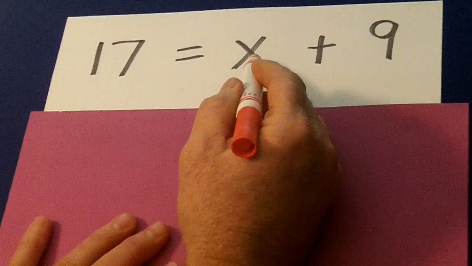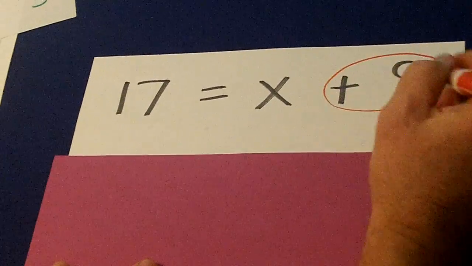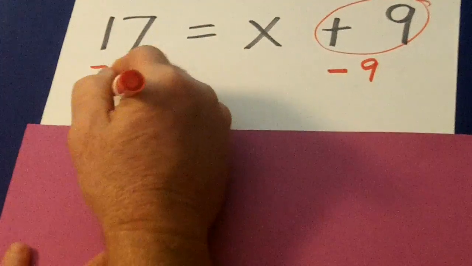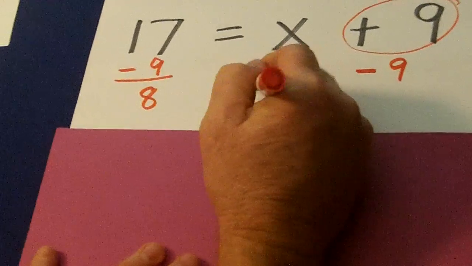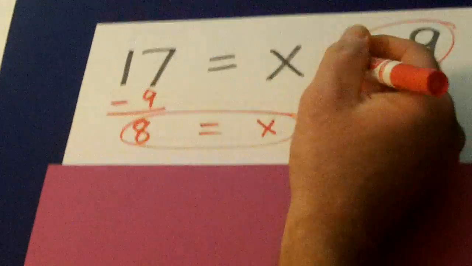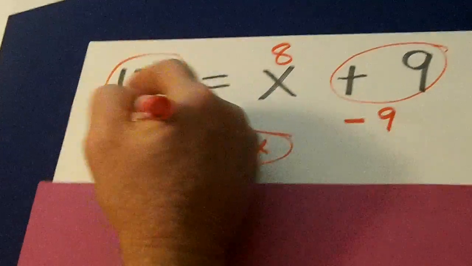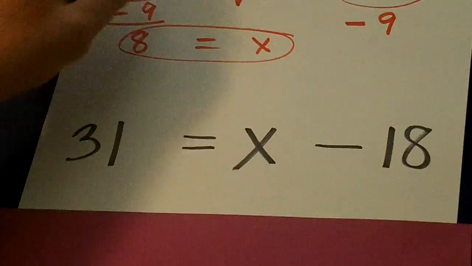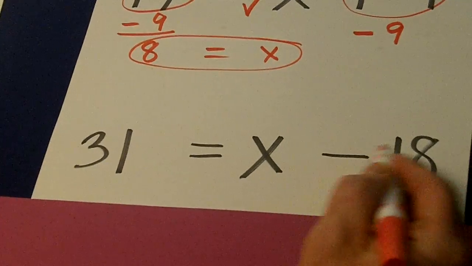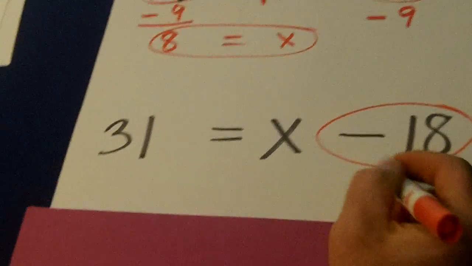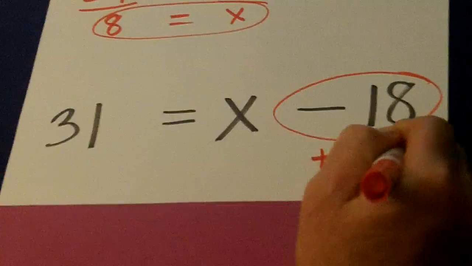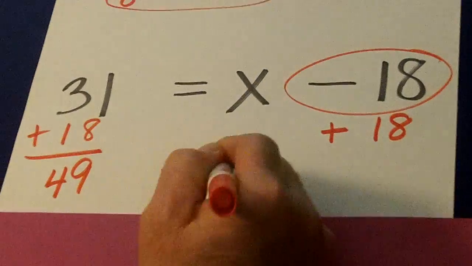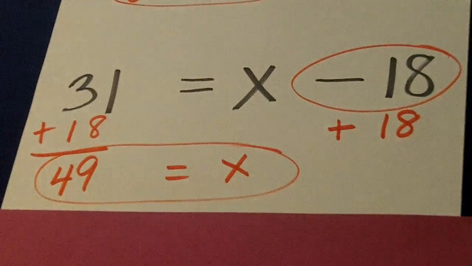17. Ooh, the x is on the right side. How do we get rid of plus 9? Minus 9. 17 minus 9 is 8. Now, x is equal to 8. Let's go ahead and check it. 17 is equal to 8 plus 9. Check. Oh, x is on the right side again. Okay, here, minus 18. We have to do the inverse, plus 18 both sides. 49 equals x. We found it.